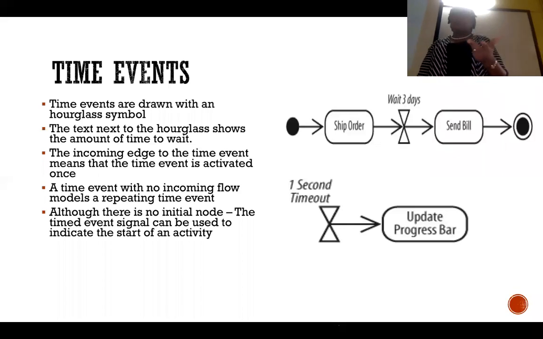So you have two examples here. One shows ship order as the first action, and then we see an hourglass with a label on it that says wait 3 days. So it means ship the order, then wait 3 days, and then you send the bill.